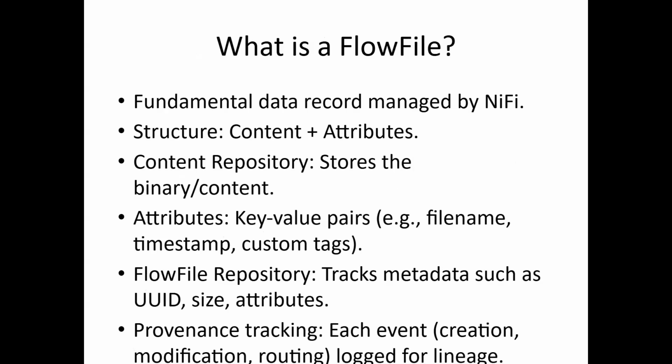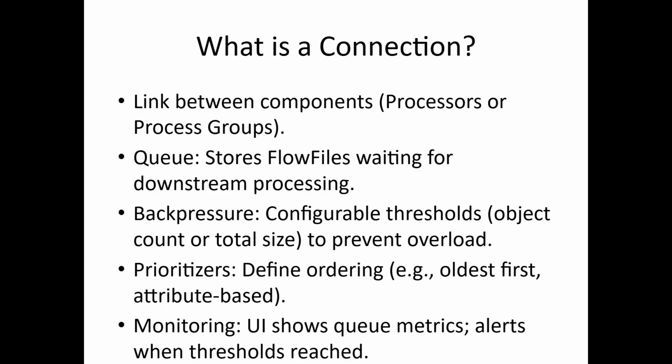So what is a flow file? A flow file is nothing but content plus attributes. It stores the content in binary format, and it also stores the attributes, which are key-value pairs. It is also stored in the flow file repository. So what is a connection? A connection is nothing but a link between two processors. It stores the flow file queues and also takes care of backpressure, priorities, and monitoring.